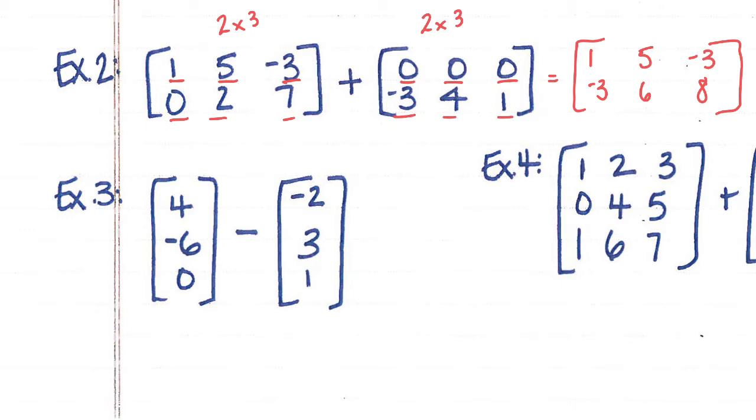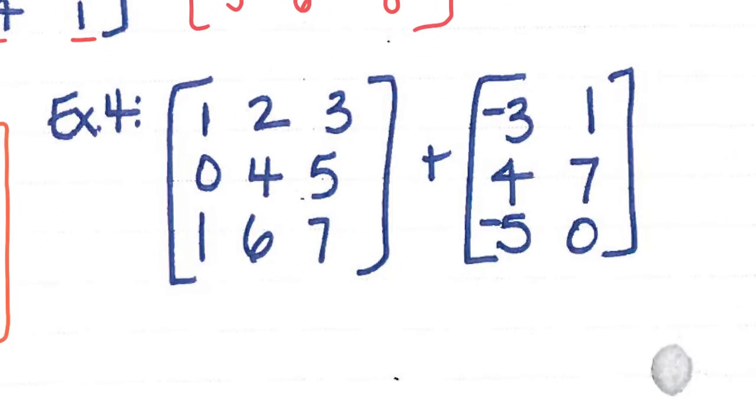All right, when I'm subtracting, it's a little different, but not too different. So you could either change all the signs through, like adding a negative, or if you just want to subtract in your head, you could do that as well. So when I'm subtracting, I'm going to take 4 minus a negative 2, which is adding, negative 6 minus 3, which is negative 9, and 0 minus 1, which is negative 1.